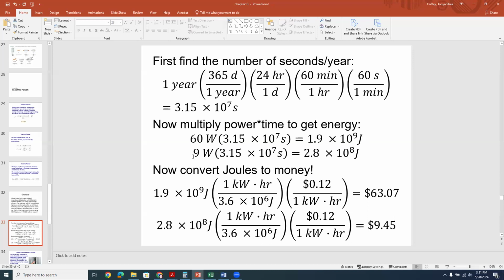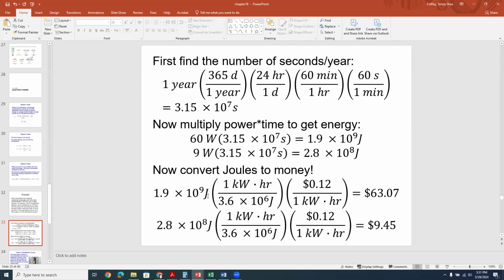Whereas the 9-watt LED bulb would be 9 watts times 3.15 times 10 to the 7 seconds. And that has an energy consumption of 2.8 times 10 to the 8th joules. Okay, so now let's convert joules to money, which is probably something you never thought you'd hear anybody say.